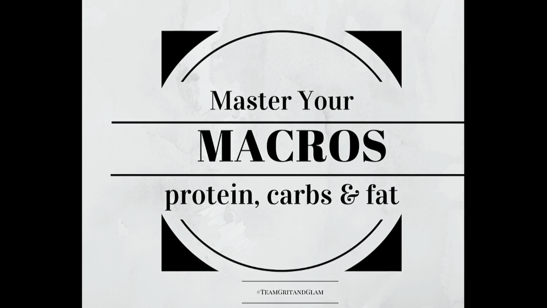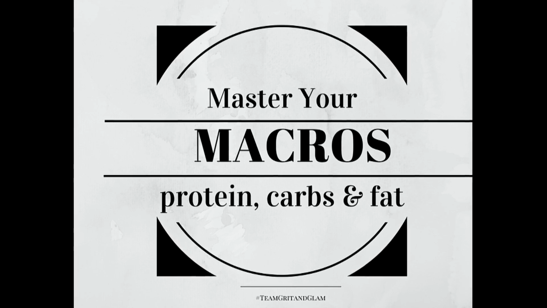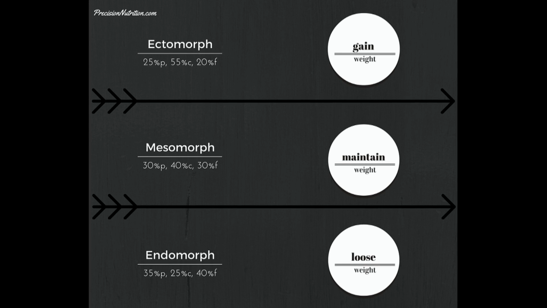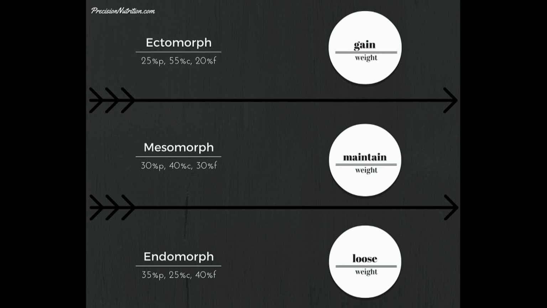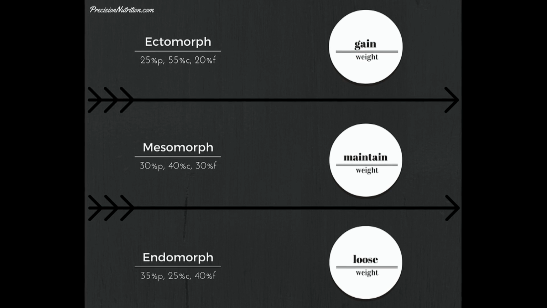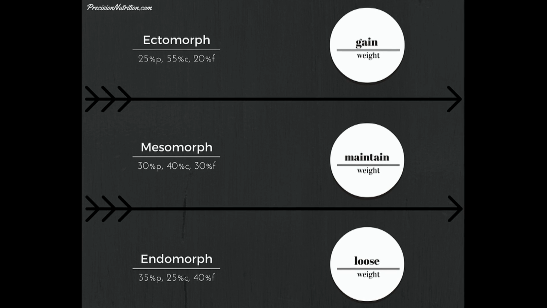Here's part 2 of mastering your macros. So last week in Trainer Tip Tuesday, we talked about 3 different body types. Please go back and refer to part 1 so you completely understand as we go through this process. There's an ectomorph, mesomorph, and endomorph with the 3 different body types.